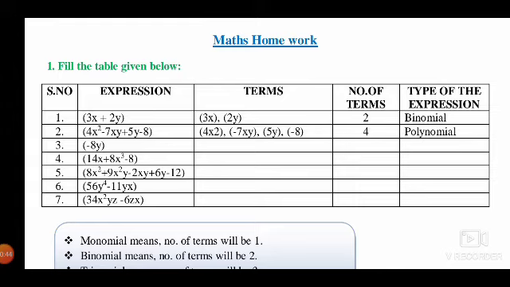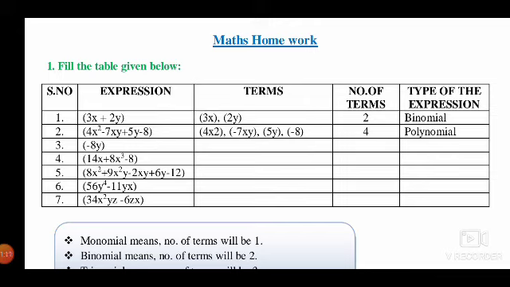Look at the second question: 4x square minus 7xy plus 5y minus 8. Here 4x square is the first term, minus 7xy is the second term, 5y is the third term, minus 8 is the fourth term. So there are 4 terms involved. More than 3 terms is known as a polynomial. So the type of expression is polynomial.